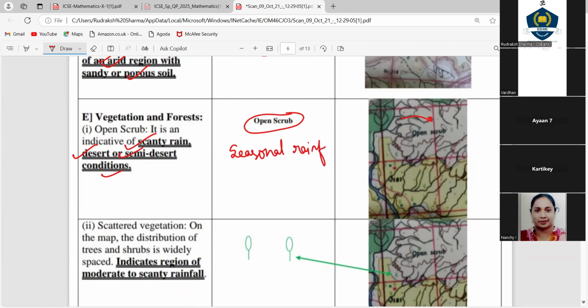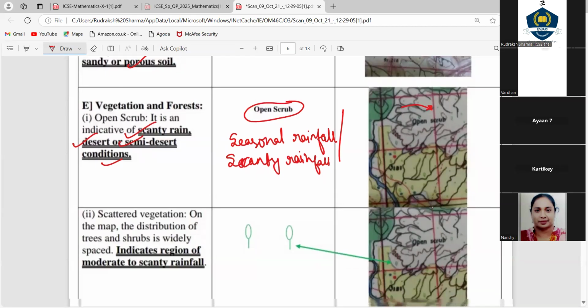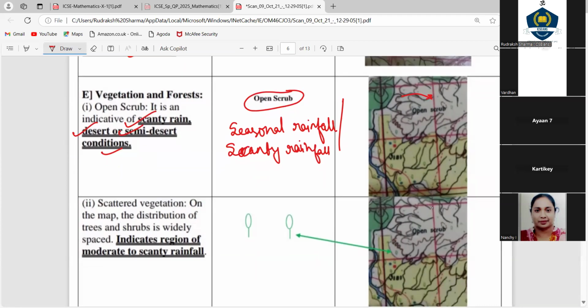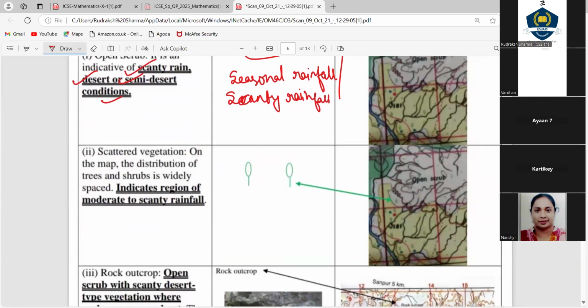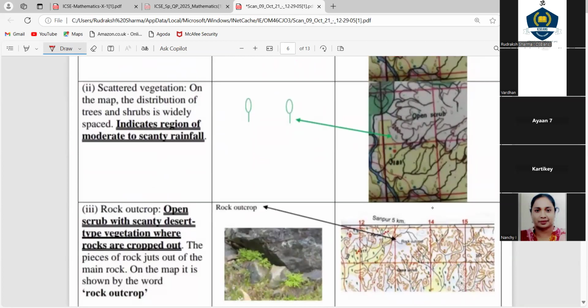Seasonal rainfall, or you can say scanty rainfall. Okay. So seasonal or scanty will work, anything will work, and desert or a semi-desert condition, or you can say an arid region. Okay, and open scrub also indicates that you can't do any type of agriculture, and you can only perform animal husbandry. Okay, if there is any doubt you can stop me, okay?